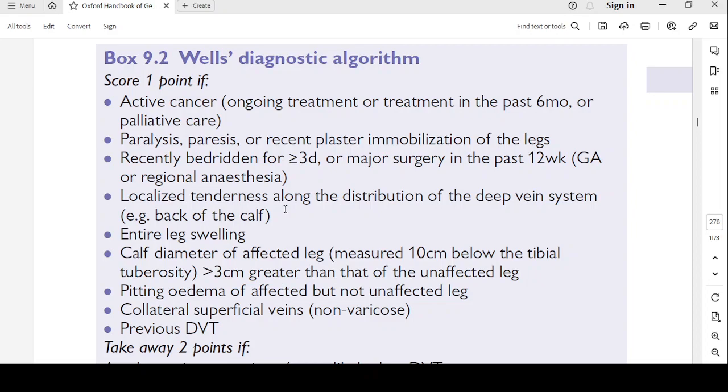of the deep venous system, that is the back of the calf; swelling of the entire leg; calf diameter of the affected leg, measured 10 cm below the tibial tuberosity, more than 3 cm greater than the unaffected leg; pitting edema of the affected leg but not the unaffected leg; collateral superficial non-varicose veins; and previous DVT. So 1 point each.